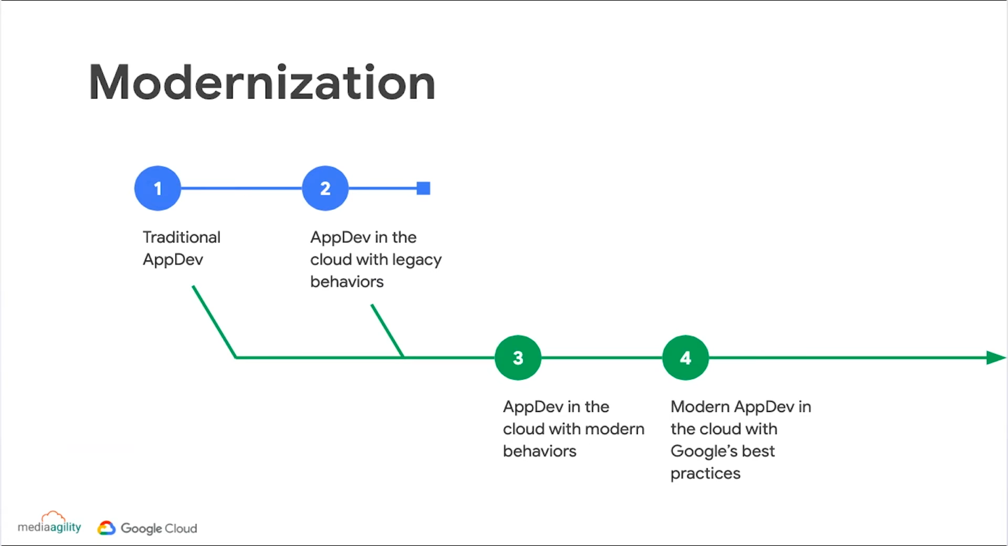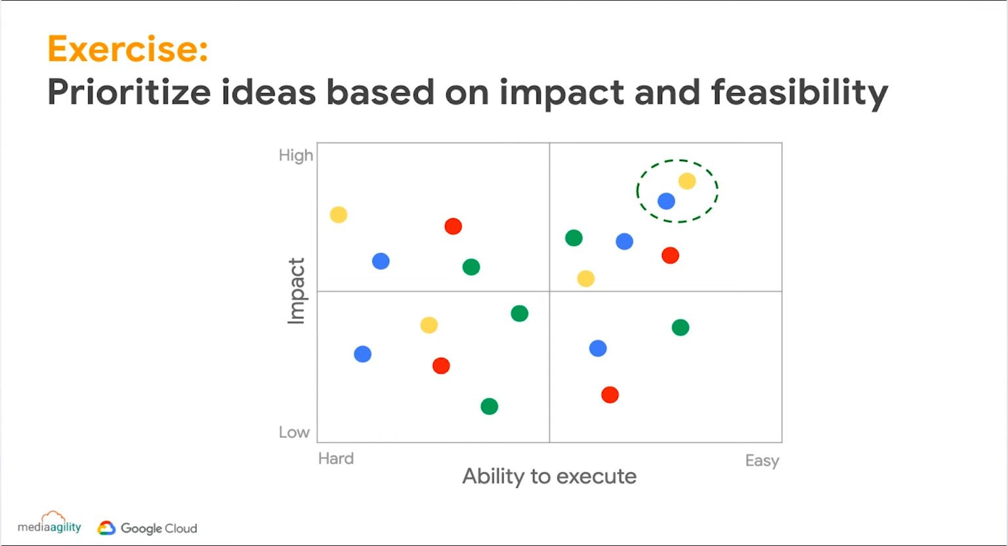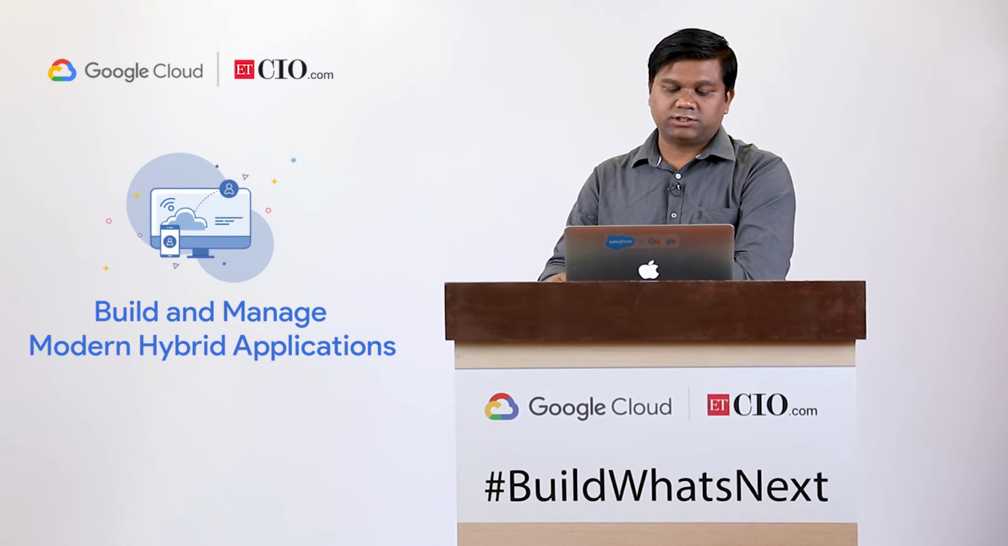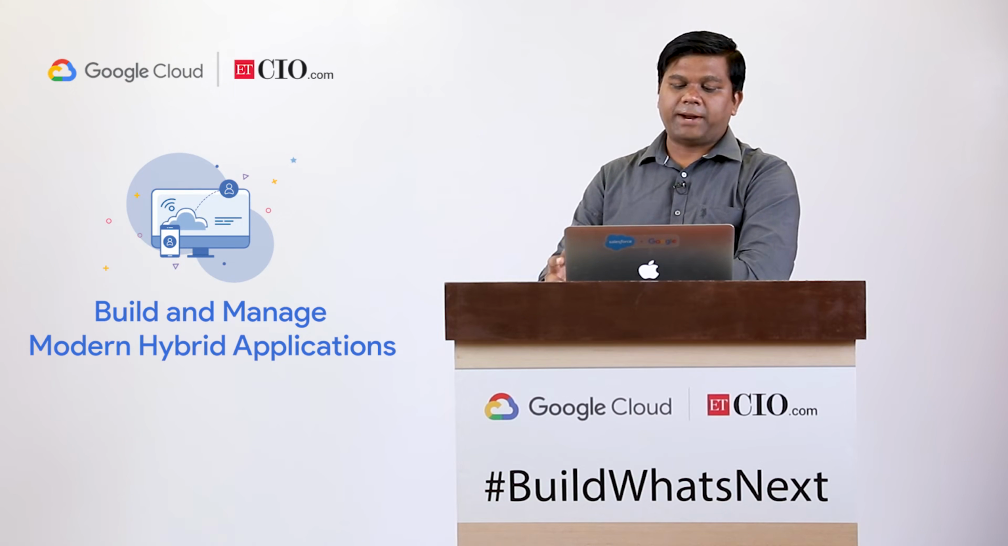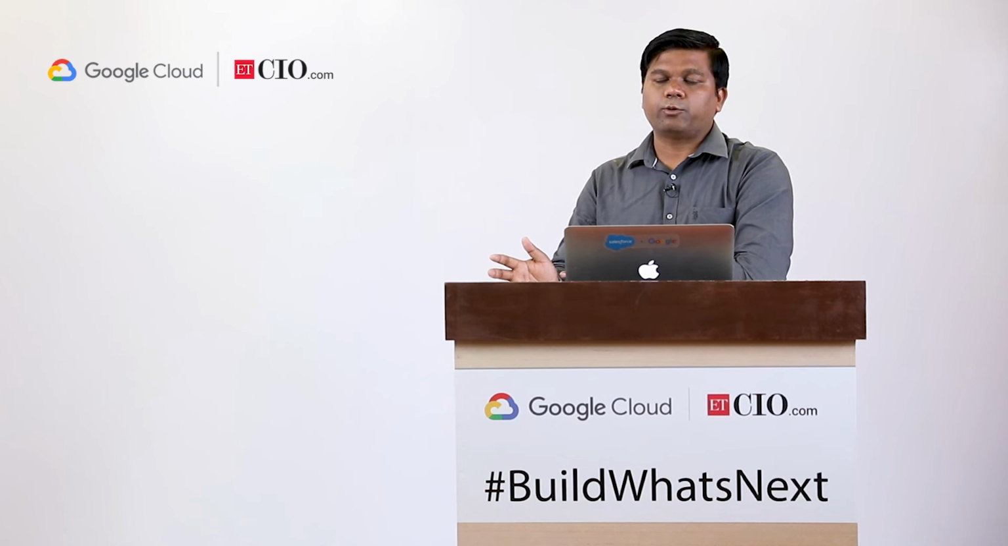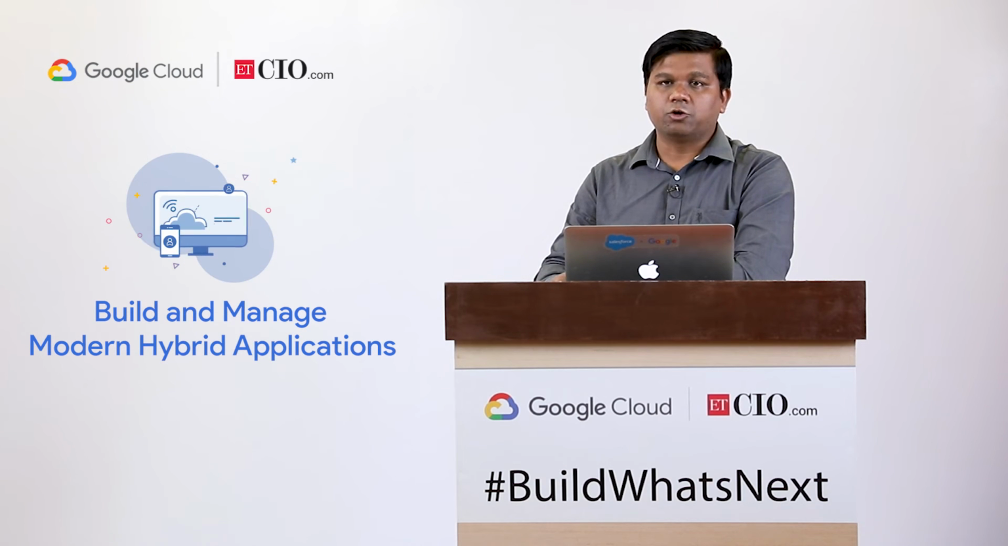Modernization consists of traditional app dev in the cloud with legacy behavior, app dev in the cloud with modern behavior, and modern app in the cloud with Google best practices. That's the journey we are talking about. We need to exercise and prioritize between the ideas that have high impact and feasibility. This is where you can think of which application to move, which application to modernize, and how to make those decisions. If you draw a chart with impact versus ability to execute, you will be able to identify which application is the right candidate to modernize first, where I can get the most business output.